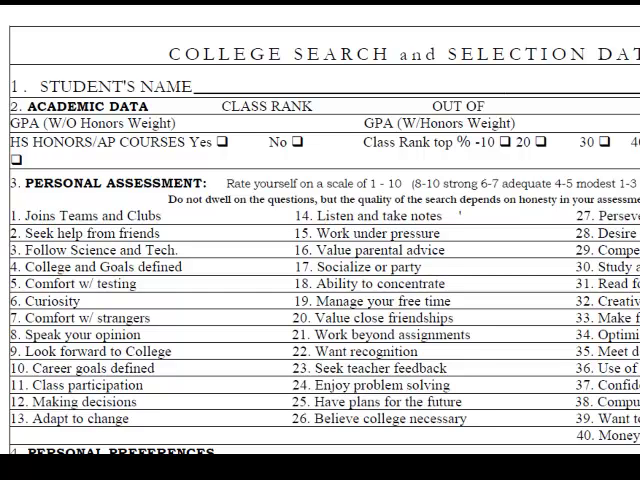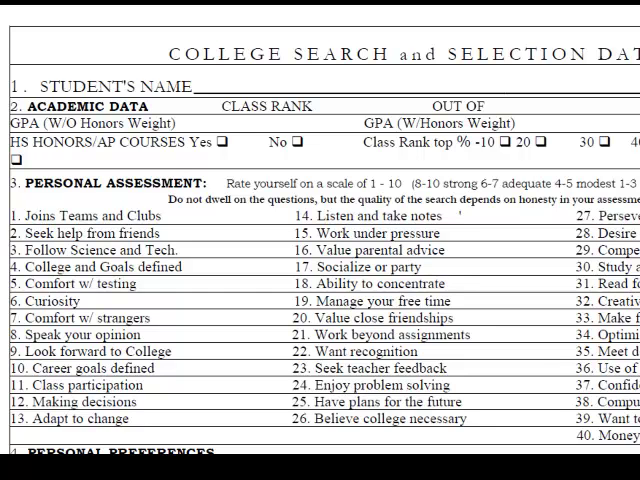You should have printed out this college search and selection data form. There's a tendency for many students to skip over this, but there is real value in doing this. It shouldn't take you more than 10 minutes. Some of the information is very obvious, writing your name down.